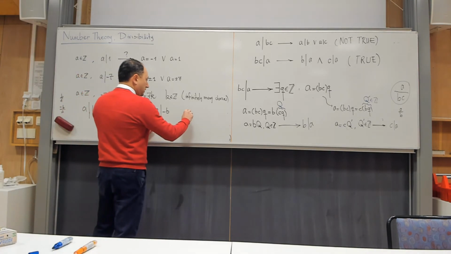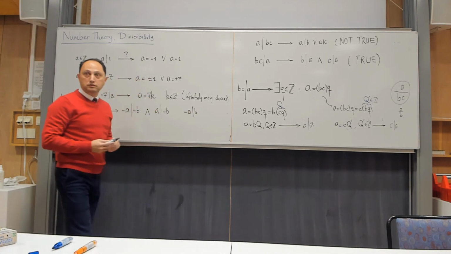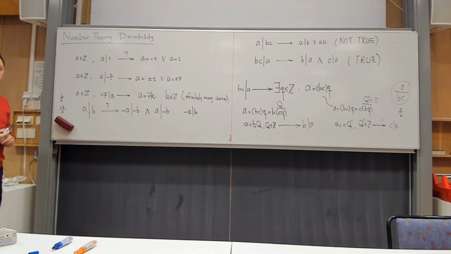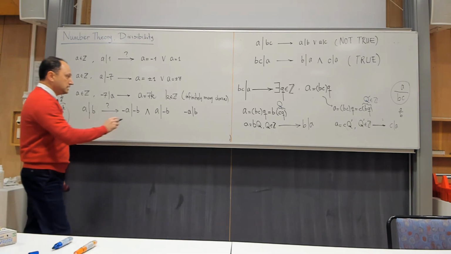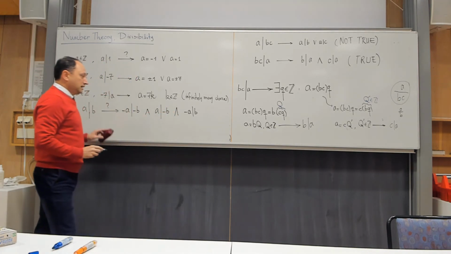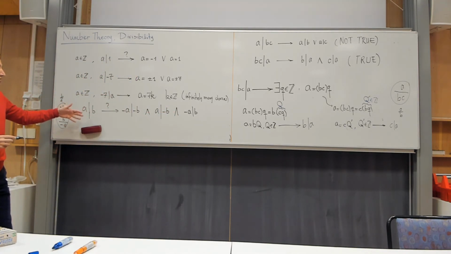Or what about this one? Do you think this is also true? Yes or no? That's also true. Yes, because that would be b over minus a, but these two numbers are the same. Yes? So be careful. These are the rules. These are a lot of rules.